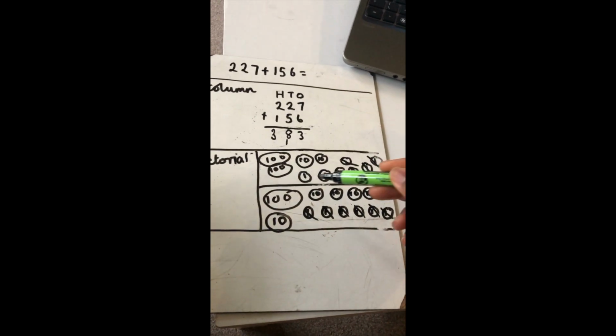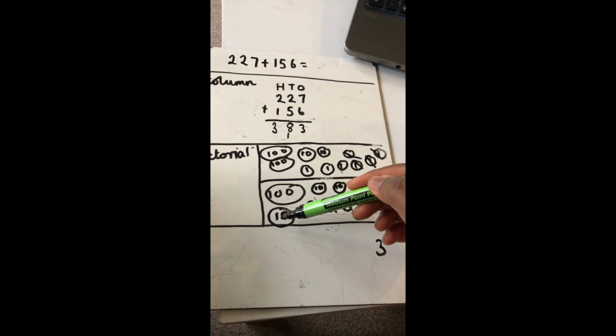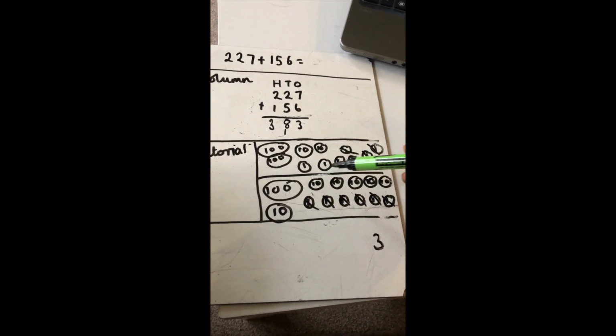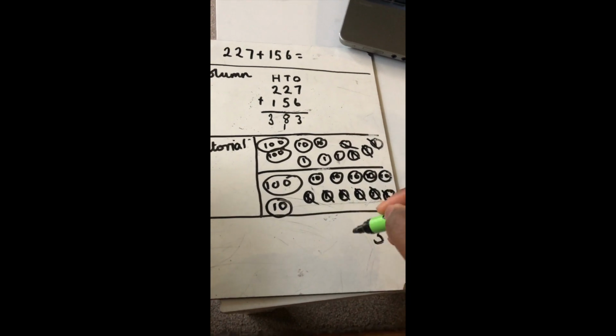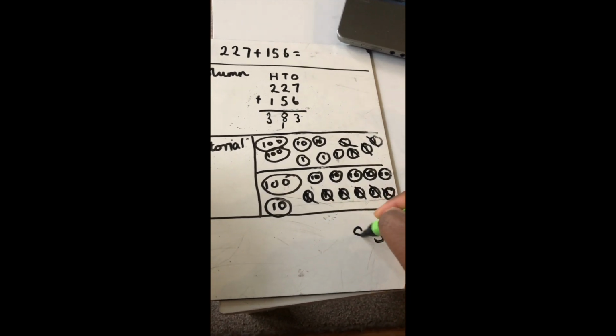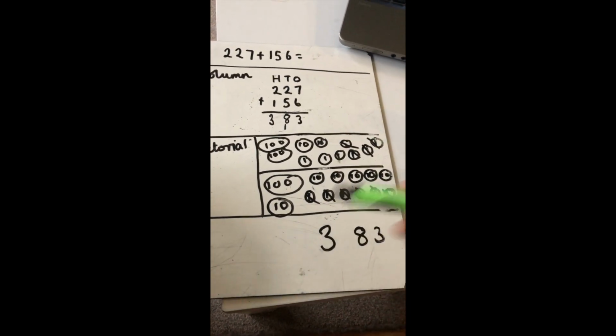So I now have 3 ones remaining, and then I have 10, 20, 30, 40, 50, 60, 70, 80 tens, and then 100, 200, 300 hundreds.